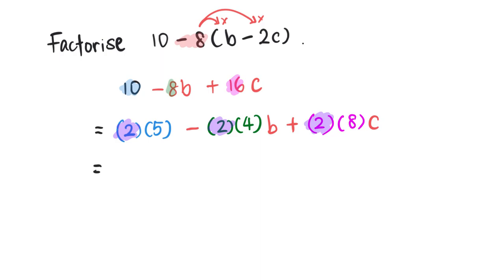So you will see me writing 2 outside here. I have extracted out the common factor 2, and I'm left with 5 minus 4b plus 8c. And we have successfully factorized the expression into the two factors. 2 is one of the factors. The whole bracket 5 minus 4b plus 8c is the other factor. Alright, so stay tuned for the next part of the video.